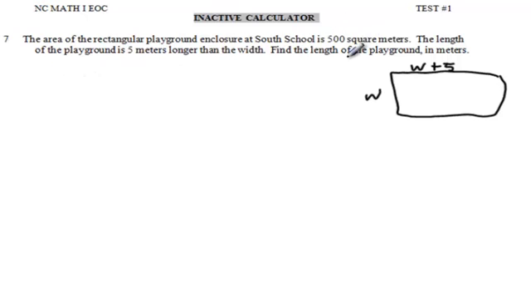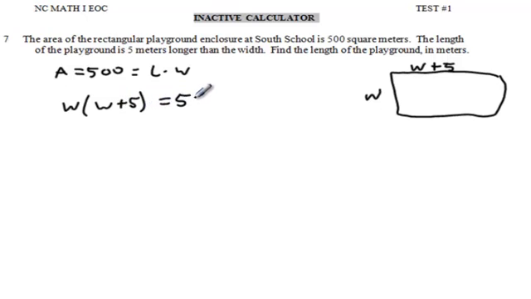From the information we have here, the area is 500. You need to know the area of the rectangle is 500, and we know that the area is length times width. In this case, the width is W, let's call it W first, and then the length is W plus 5, equals the area, which is 500 meters.